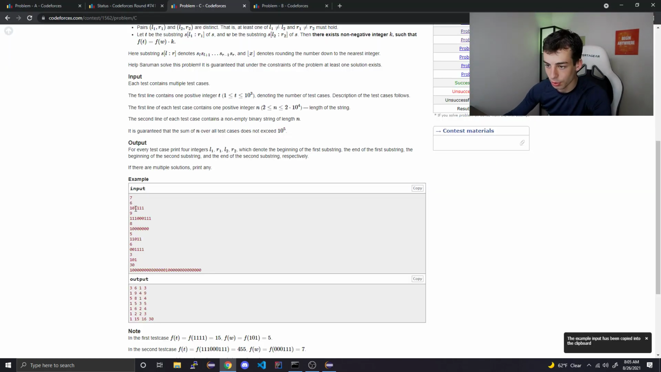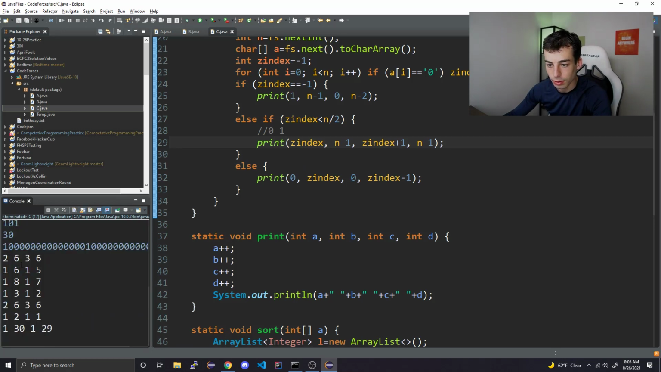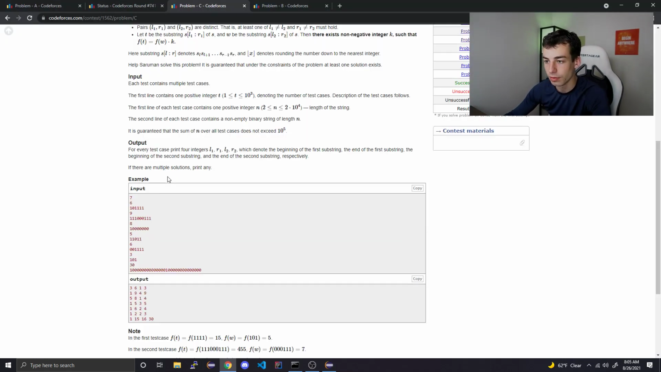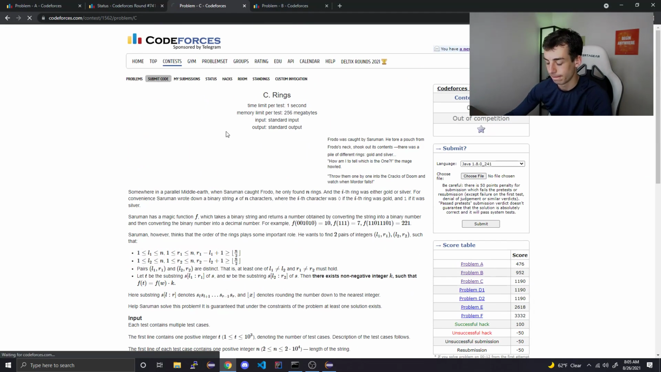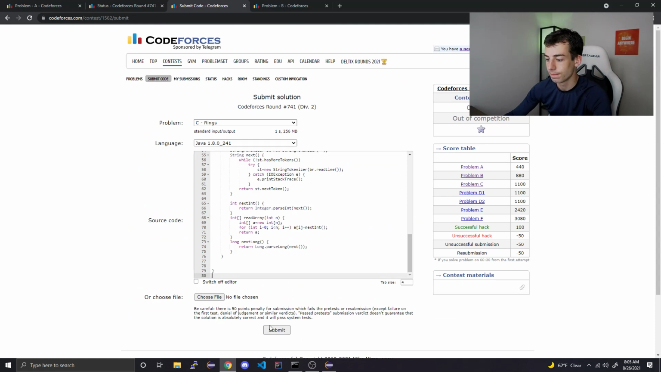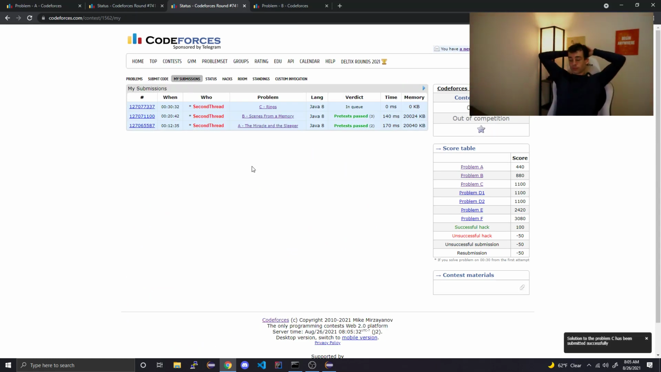So 2 to 6 and 3 to 6. 2, 3, 4, 5, 6, and then 3 to 6. Sounds fine. We have 1 to 6, 1 to 5. 1 to 6, and then 1 to 5. I think that should be fine. Let's try submitting this. Then we'll see what happens here.